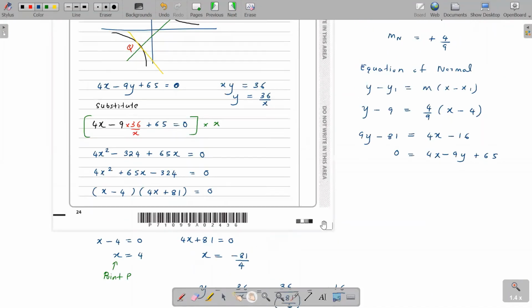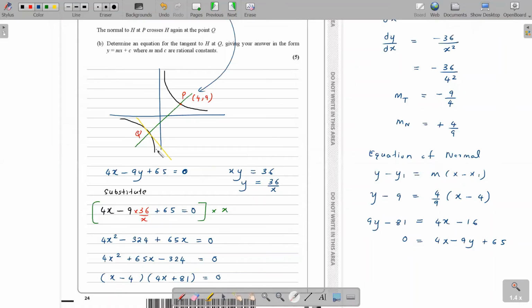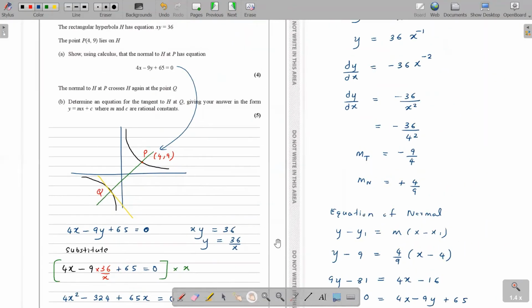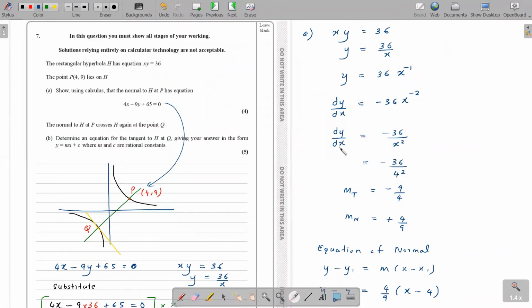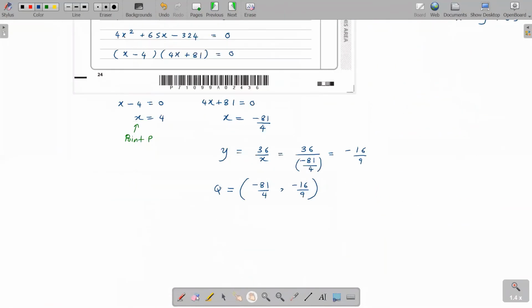Now to get the equation of the tangent, I need to know the gradient here. Do I need to get dy by dx again? Now we already got dy by dx of the curve in part A, right? What was dy by dx? Now you have to get the dy by dx in terms of x, because we have a new x coordinate to substitute. So your dy by dx was minus 36 over x square, right?